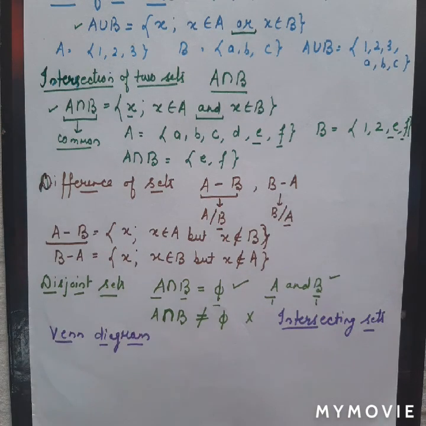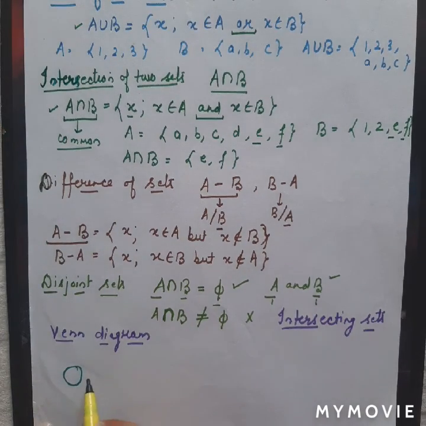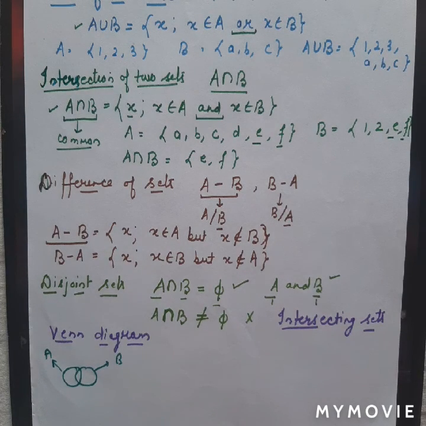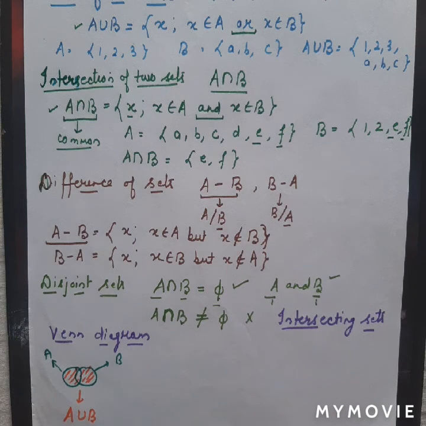So let any two sets be A and B. So this is A, this is B. If we consider all the points of A as well as of B, I am considering all the points, so this will be our A union B. Fine. This is A union B.